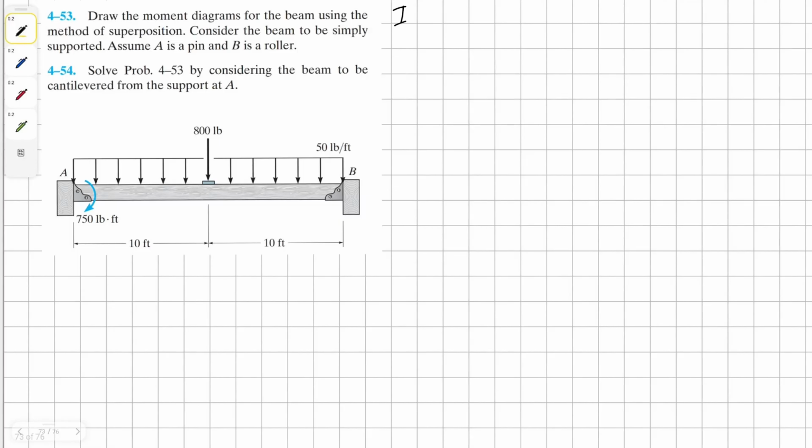Draw the moment diagrams for the beam using the method of superposition. Consider the beam to be simply supported. Assume A is a pin and B is a roller.